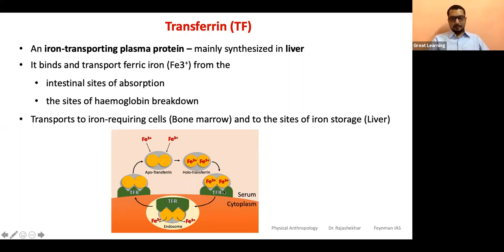Okay. So like that, when iron is bound to the transferrin, transferrin-specific receptors will be there on the cells. On top of the cells, there are specific entry points for transferrin. So transferrin will react with these transferrin receptors, thereby taking the iron into the cells. Like that, transferrin carries the iron.